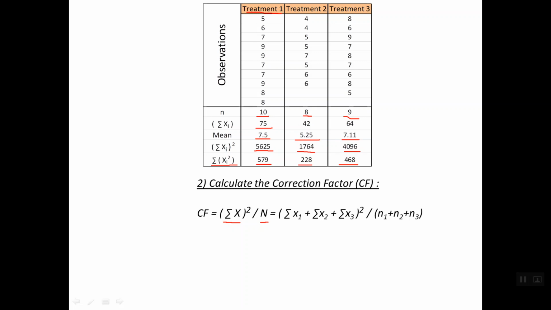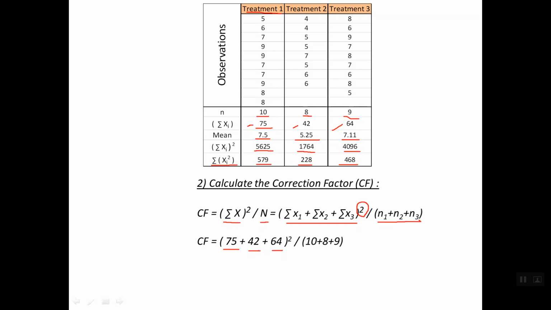Summation of all X means the summation of treatment number 1, treatment number 2 and treatment number 3. Then we square this summation and divide by capital N, which is simply the total of the sample sizes for the three treatments. Summation of X1 is 75. We can check from the table above, and for X2 it is 42, and for treatment number 3 it is 64.